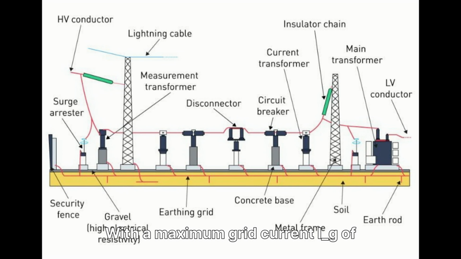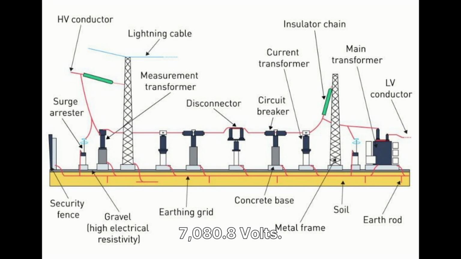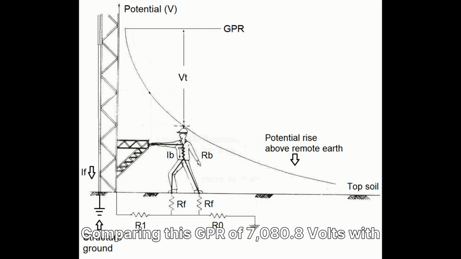With a maximum grid current I_G of 28 kiloamperes, the GPR is then calculated as 28,000 amps times 0.252 ohms, yielding 7,080.8 volts. Comparing this GPR of 7,080.8 volts with the tolerable E-touch of 676.4 volts, we see that GPR greatly exceeds E-touch, indicating a potential hazard.